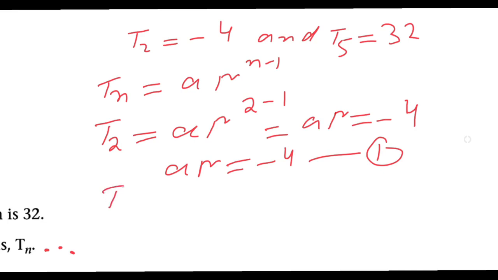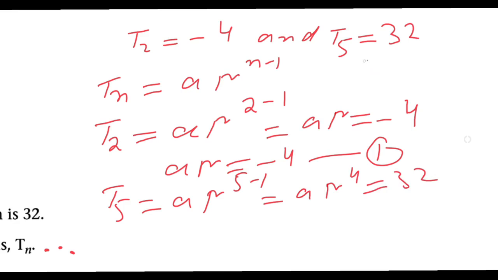Now we need to find T5 the same way. So A R to the power 5 minus 1 is equal to, that's going to be A R to the power 4, that is equal to 32. Remember T5 is equal to 32. So which means A R to the power 4 is equal to 32. That's my equation number 2.